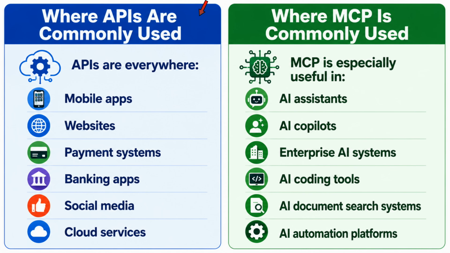Where APIs are commonly used. APIs are everywhere. You can find APIs in mobile apps, websites, payment systems, banking apps, social media platforms, and cloud services. Where MCP is commonly used. MCP is especially useful in AI assistants, AI co-pilots, enterprise AI systems, AI coding tools, AI document search systems, and AI automation platforms.